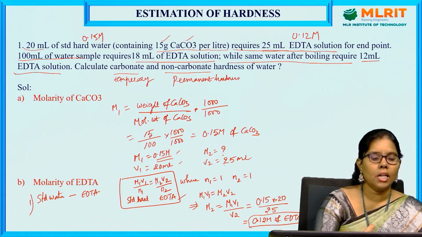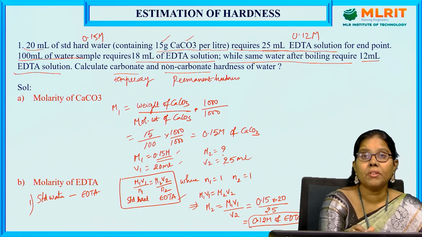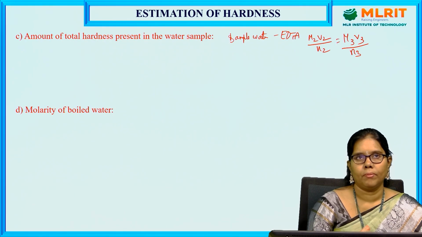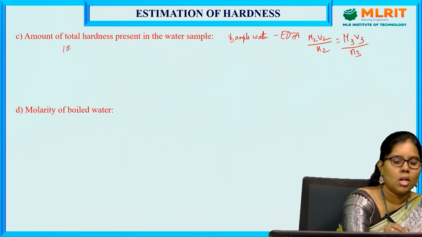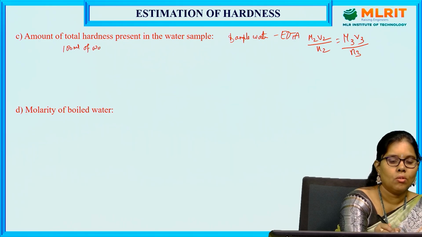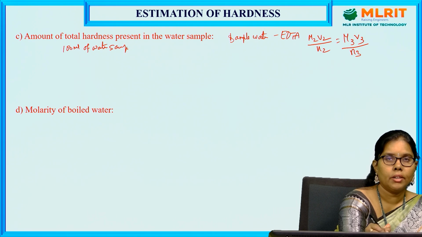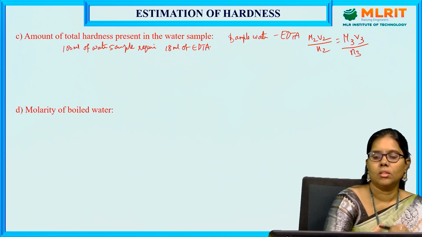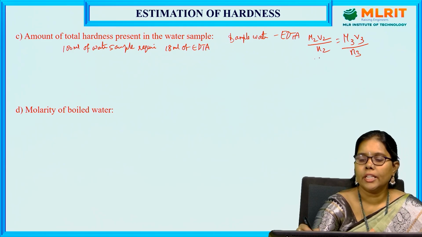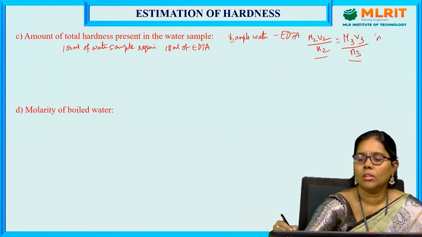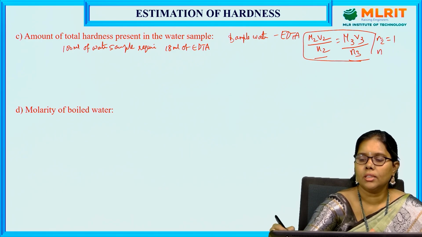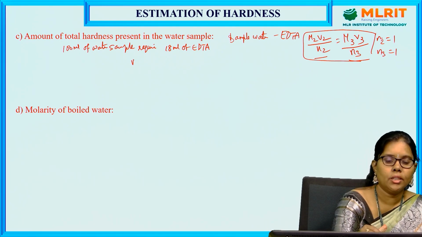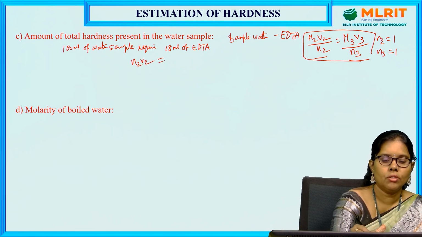In the previous step, they have given that 100 ml of water sample requires 18 ml of EDTA. So, 100 ml of water sample requires 18 ml of EDTA. So, we know that N2, N3 is nothing but N2. This is the formula we are using. N2 is equal to 1, N3 is equal to 1. Therefore, the resulting formula is M2V2 is equal to M3V3.